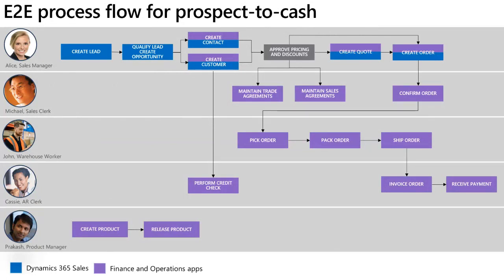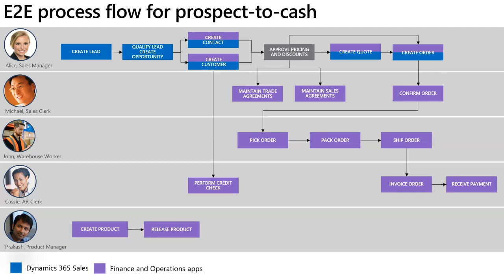So from an end-to-end process view, we have Alice, who's our sales manager, and she is working in Dynamics 365 Sales. You'll see here the sales is represented by the blue color and finance and operations apps by the purple. In this picture, we see that contact creation and customer creation, as well as quotes and orders, can be created either in finance and operations or sales. For the purposes of most of this presentation, the sales manager function will work exclusively in sales.